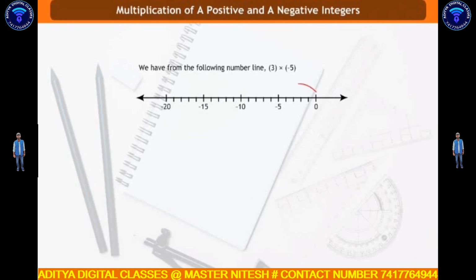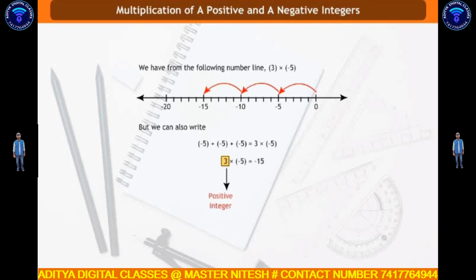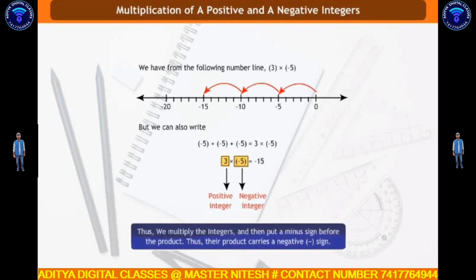by an arrow as 0 to minus 5 to minus 10 to minus 15. But we can also write minus 5 plus minus 5 plus minus 5 is equal to 3 into minus 5. 3 into minus 5 is equal to minus 15, where 3 represents positive integers and minus 5 represents negative integers. Thus, we multiply the integers, put a minus sign before the product. Thus, their product carries a negative sign.